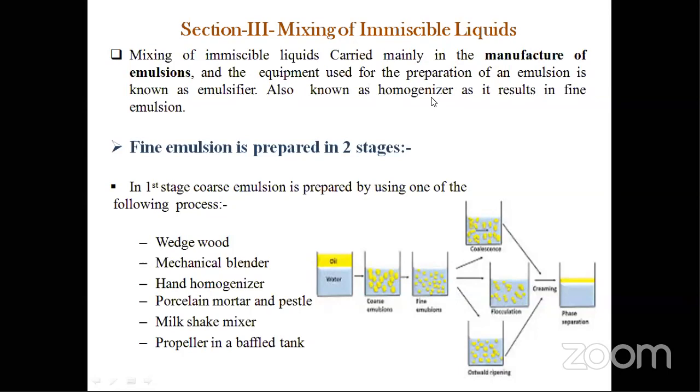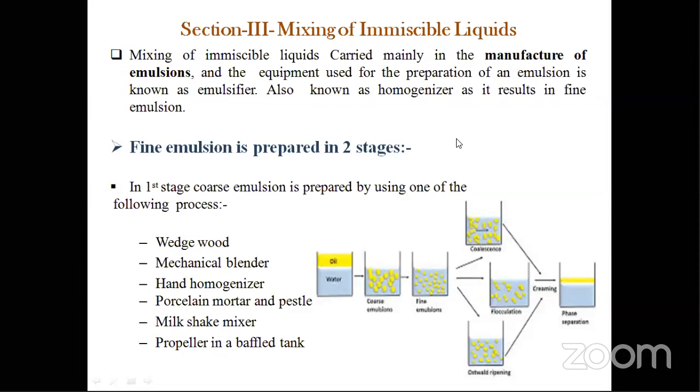First of all, we have to know what type of emulsion we have to prepare. There are two types. First one is the coarse emulsion. It is the primary stage of the emulsion, and the next one is the secondary or last stage of the emulsion. It is called a fine emulsion. The first stage is the coarse emulsion, and the next one is the fine emulsion. So when we prepare an emulsion, in the first stage we have to get the coarse emulsion.